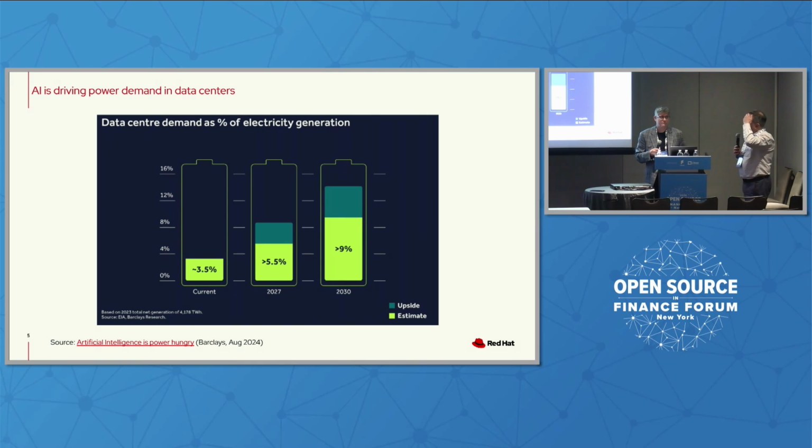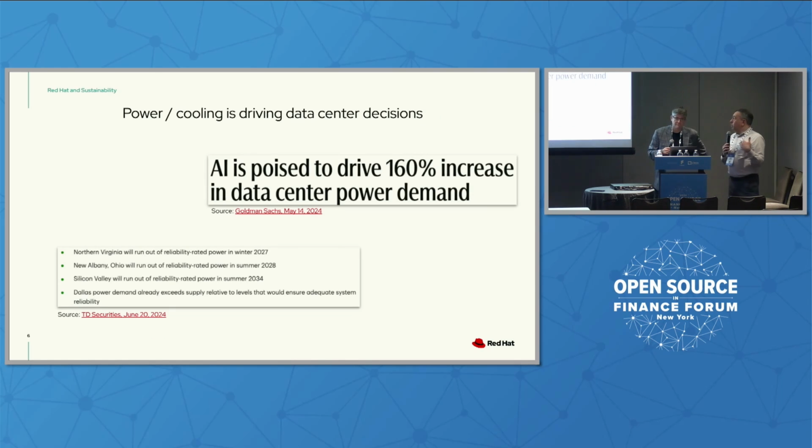So here are some numbers from Barclays just talking about the impact of AI. They're talking about upwards of 9% of data centers consuming electricity in this country. It's a staggering number, 3x what it is today. And if we go forward, we've got Goldman talking about a 160% increase in data center demand. We have articles talking about how the power utilities are not pulling more power to data centers because of a constraint. They can't produce the power.